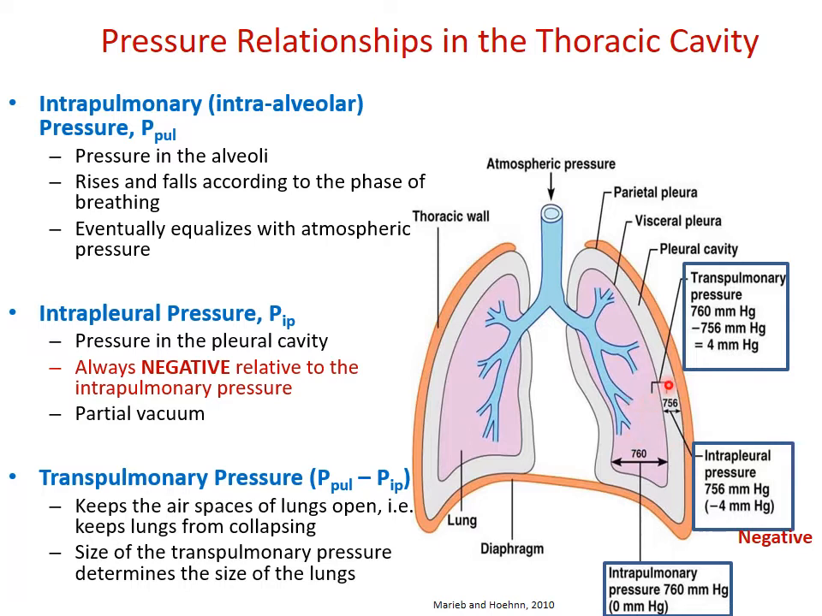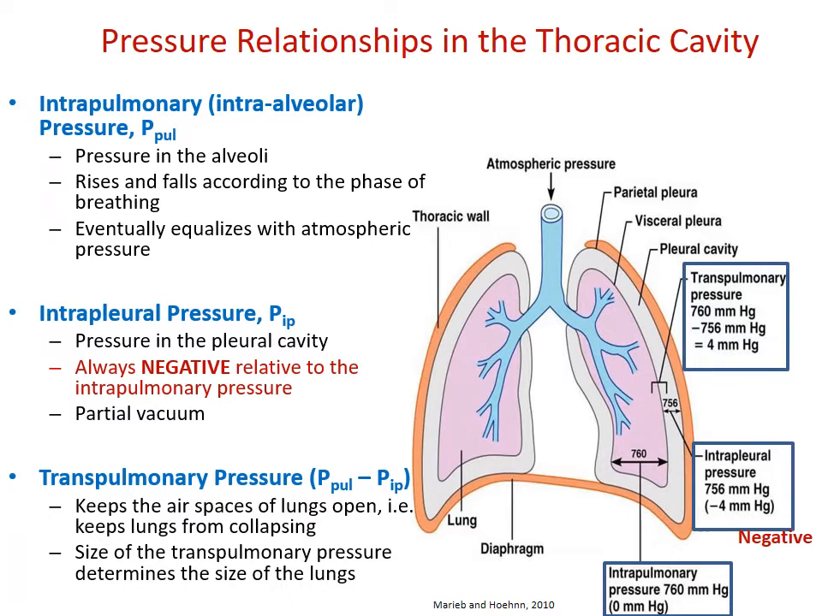If you take the difference, that gives you transpulmonary pressure, and that is the pressure that keeps the alveoli kept open. You can see that this is very important here. It keeps the air spaces of the lung open, that is, it keeps the lungs from collapsing. The size of the transpulmonary pressure determines the size of the lung. The greater the transpulmonary pressure, the greater the size of the lung will be.